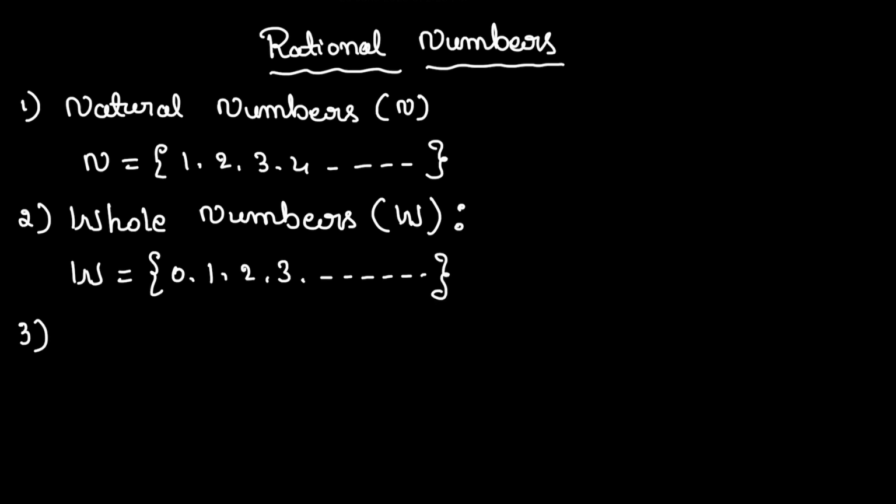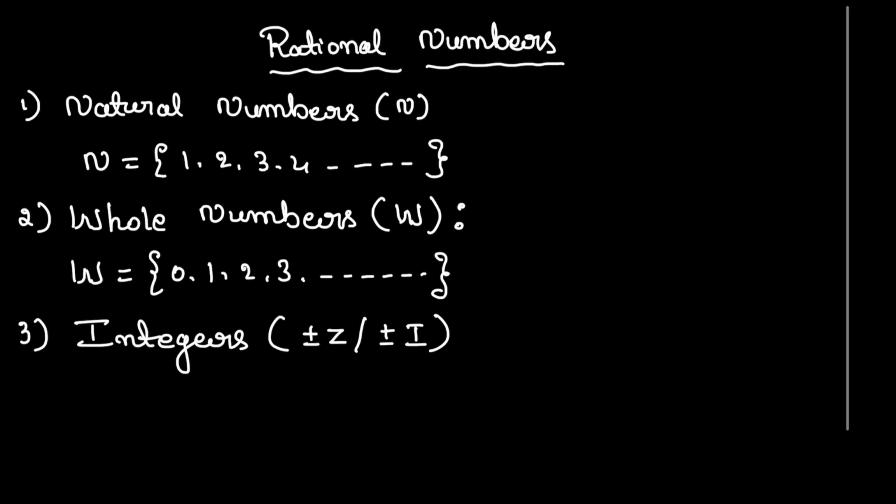Next type of number is integers. It is represented with plus or minus Z or plus or minus I. So, including 0. Plus or minus I equals 0. In the right hand side, we'll write all positive numbers. In left hand side, we'll write the negative integers.